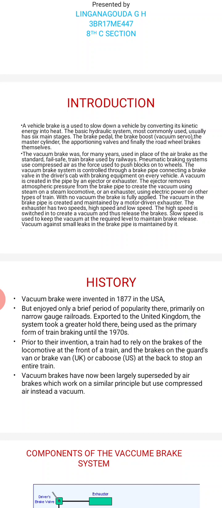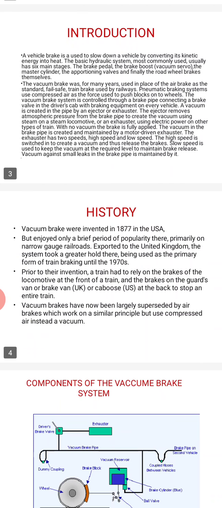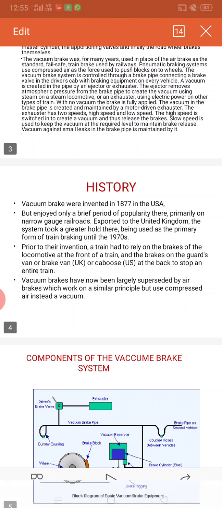braking until the 1970s. At the period of their invention, the train had to rely on the brakes of the locomotive at the front of the train and the brakes on the guard's van or brake van at the back to stop an entire train. The vacuum brakes have been largely superseded by air brakes, which work on a similar principle but use compressed air instead of vacuum.